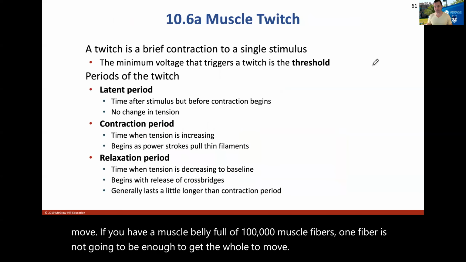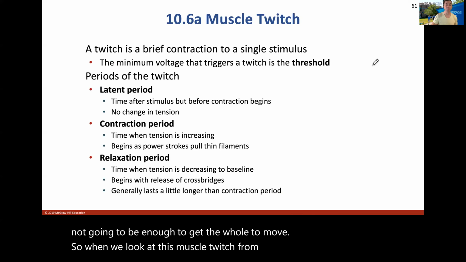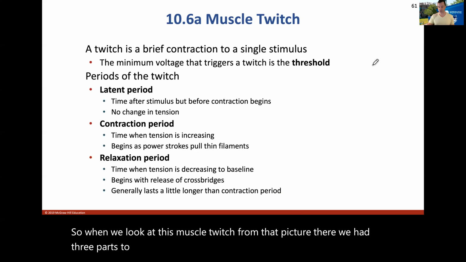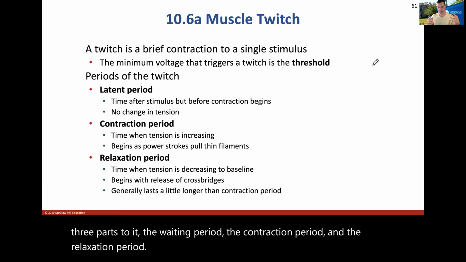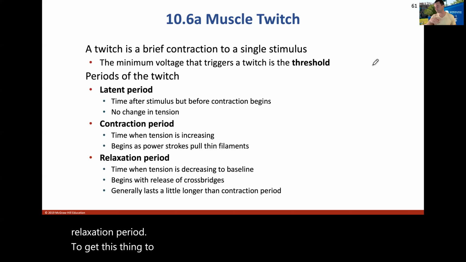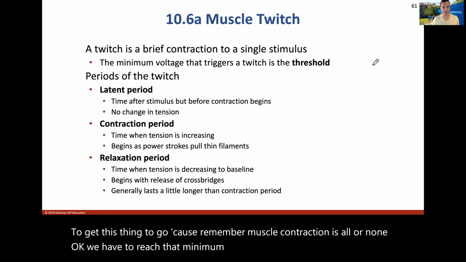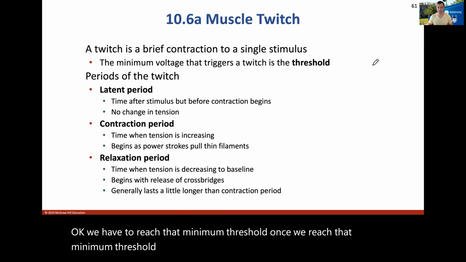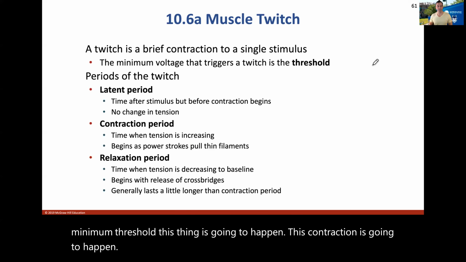So when we look at this muscle twitch from that picture there, we had three parts to it: the latent period, the contraction period, and the relaxation period. To get this thing to go, because remember, muscle contraction is all or none, okay? We have to reach that minimum threshold. Once we reach that minimum threshold, this contraction is going to happen. Latent period, contraction period, and relaxation period.